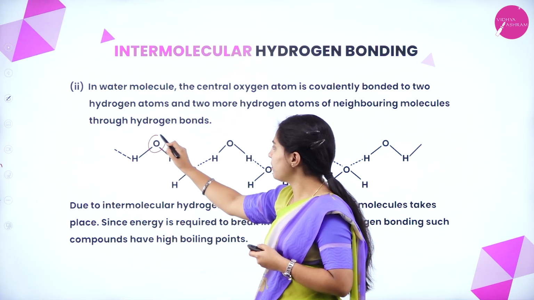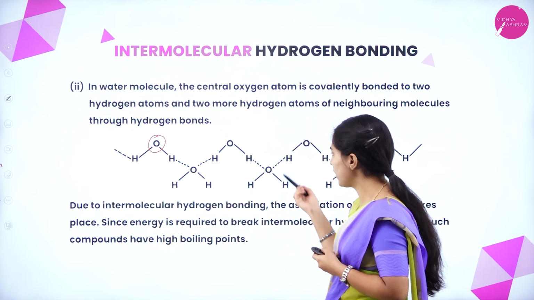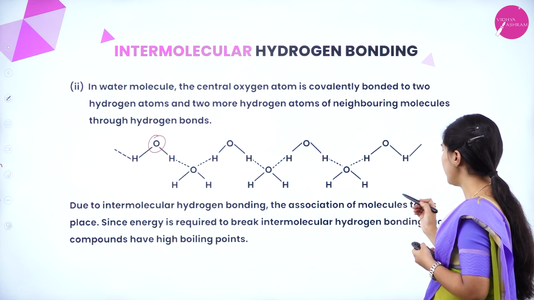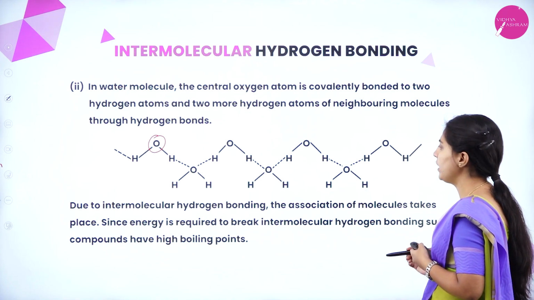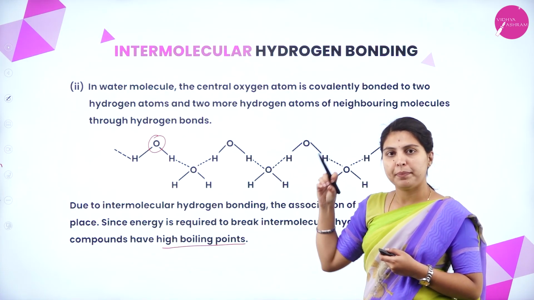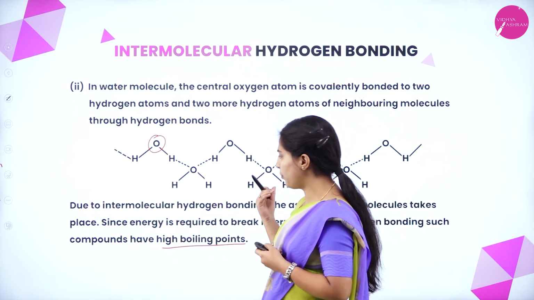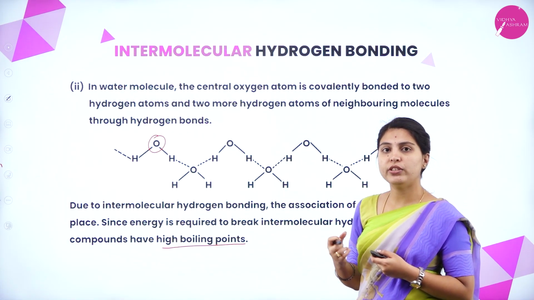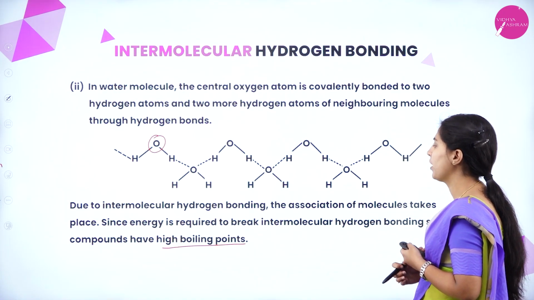Not only one oxygen is present between two hydrogens; for this oxygen, the hydrogen of another water molecule can also combine through hydrogen bonding. Due to intermolecular hydrogen bonding, the association of molecules takes place. Since energy is required to break the intermolecular hydrogen bonding, such compounds have a high boiling point, because here the association of molecules in the substance is more. It needs a high boiling point to break that association.